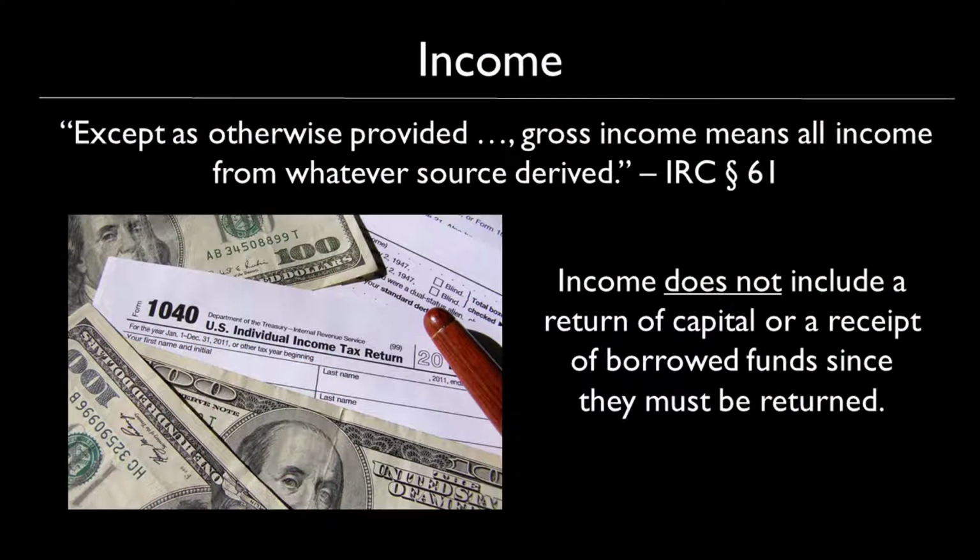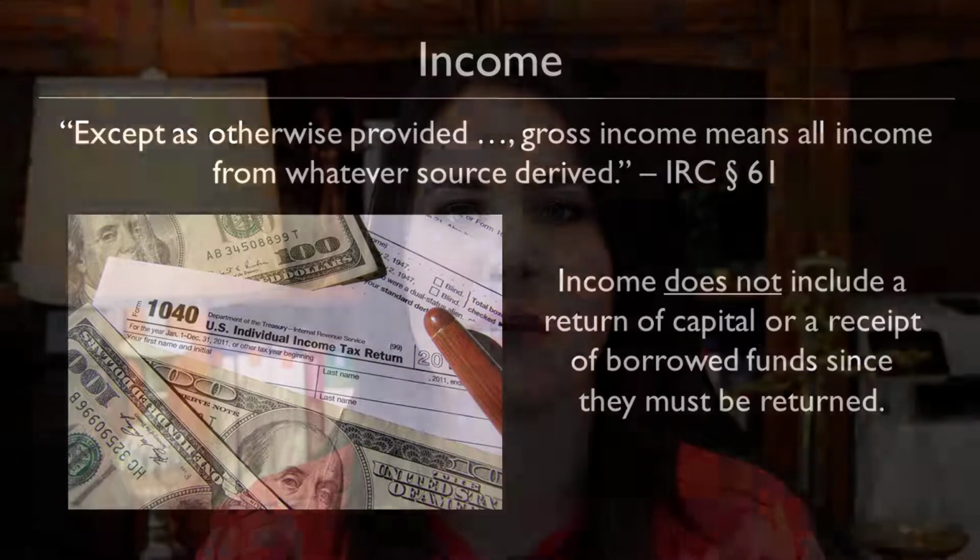Okay, so what is income? The general definition is that income, except as otherwise provided, is all income from whatever source derived. This is the definition of income under the Internal Revenue Code, Section 61. Income is an increase. So anything that comes to you and increases your bank account or your coffers is income. However, it does not include a return of capital or a receipt of borrowed funds, since they must be returned.